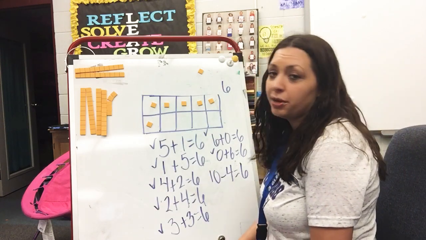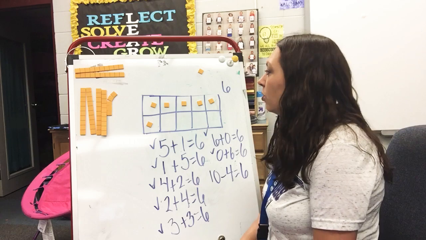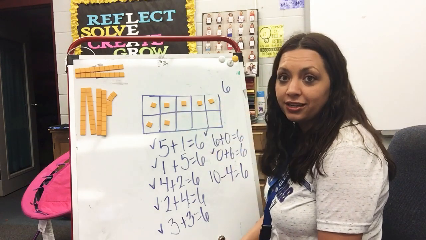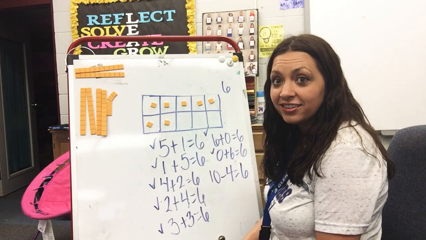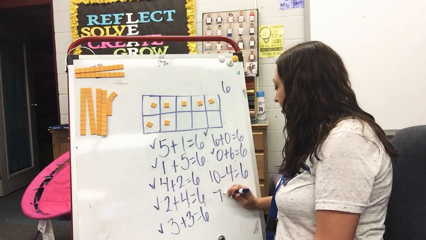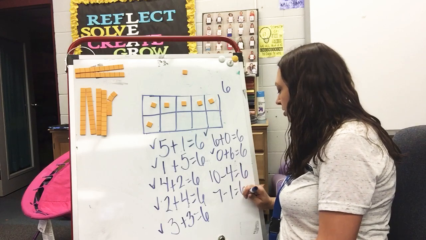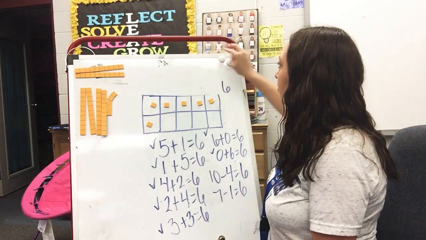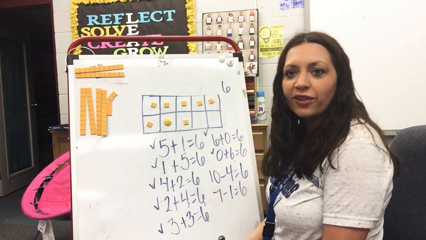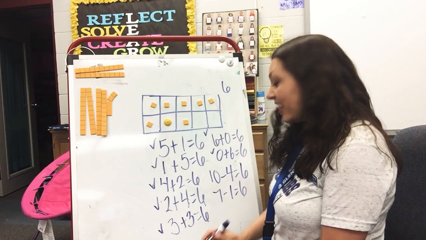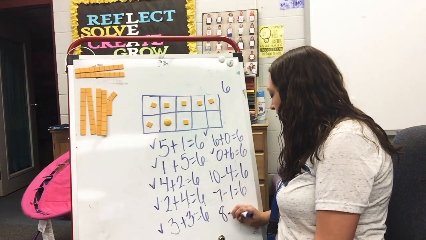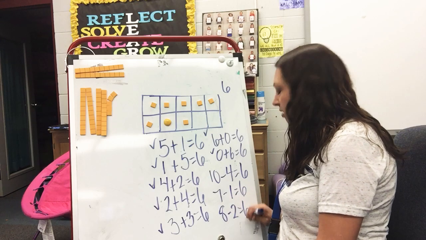Now, what other numbers can I take apart? Well, I know if I was to add one more on here, that would be the number, right, 7. So then I would just take that 1 away, and that would be equal to 6. Well, what would happen if I added 2 more on there? That's right, I would have 8 in all. I take away those 2, and that equals 6.